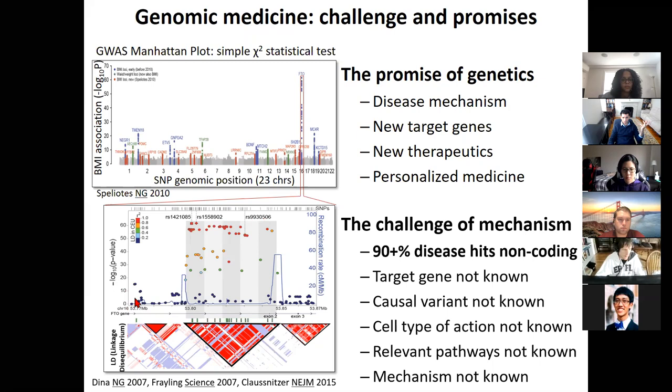And of course, deleting the whole region didn't necessarily point to this FTO gene, because maybe this is a control element for some genes that are far, far away. And in fact, that's exactly what our group showed 10 years after this discovery, which showed that the true targets are actually sitting 1.2 million nucleotides away and 600,000 nucleotides away, so well past these linkage disequilibrium blocks. So the challenge of deciphering mechanism is that for 90%, 93% of cases, the disease hits are actually non-coding. Therefore, the target gene is not known, the causal variant is not known, the cell type of action is not known, the relevant pathways are not known, and the mechanism is not known.